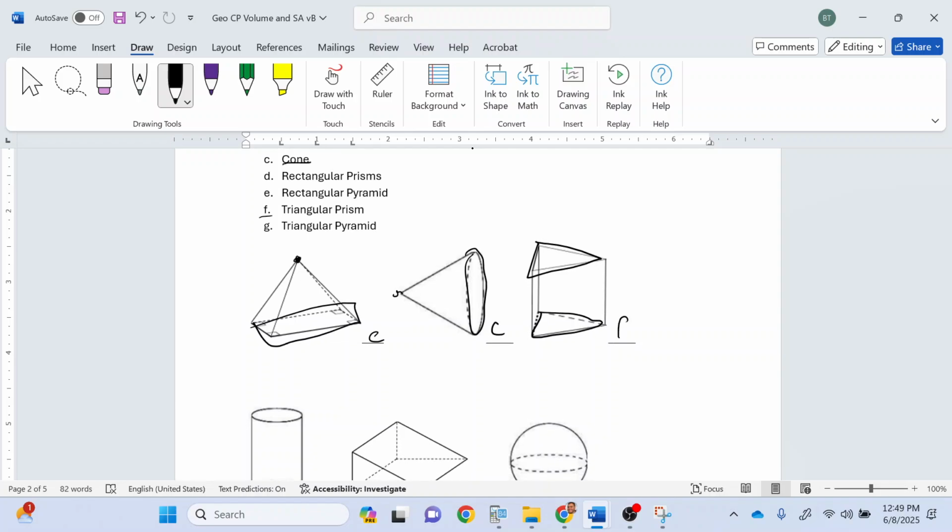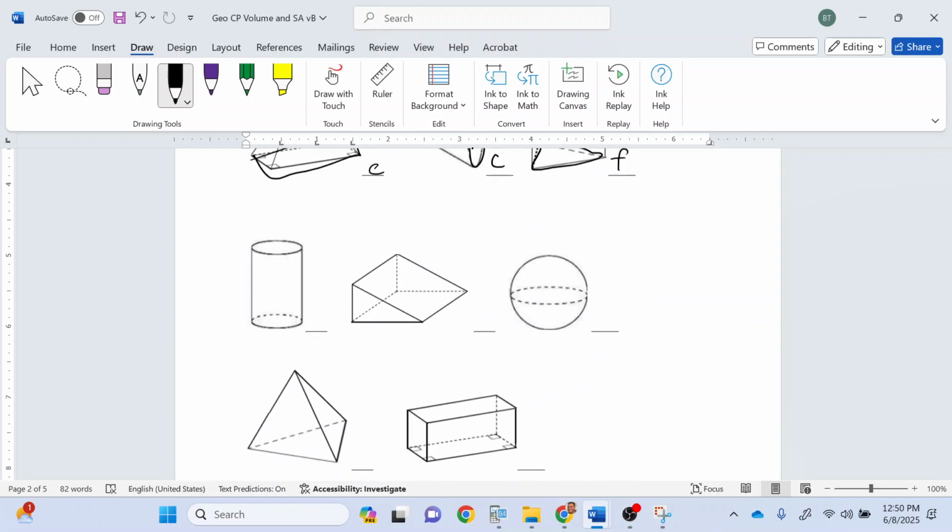So something like this. Again, I will not test you on naming, but let me just talk about it while I have it. Here, circle, circle, prism. You have a circle on top, you have a circle on bottom. That's a prism, but we call that a cylinder. So that's a cylinder.